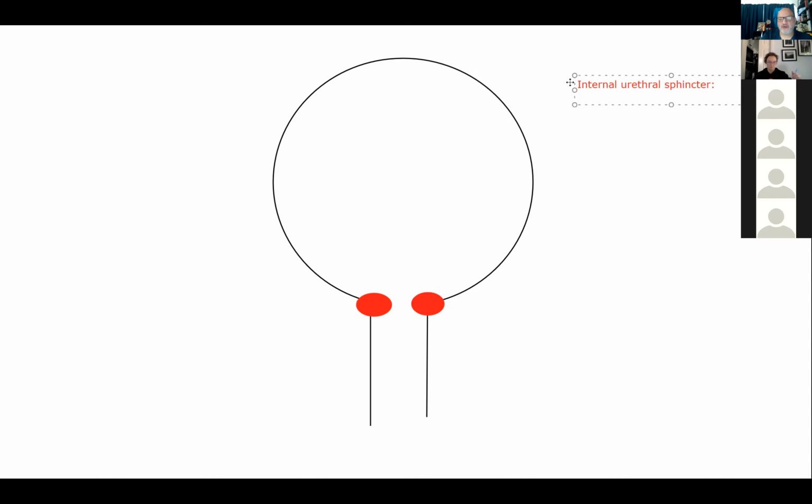Internal urethral sphincter, which of course is smooth muscle. So of course that means it is going to be involuntarily controlled.